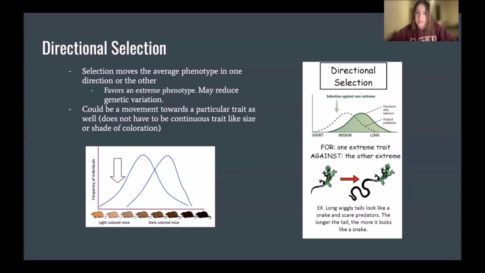And then on the right, there is the lizard example. So here's a lizard, and the ones with long tails look like snakes and scare predators. The longer the tail, the more it looks like a snake. And so that trait is selected for, and this creates directional selection so that the longer traits are selected for.